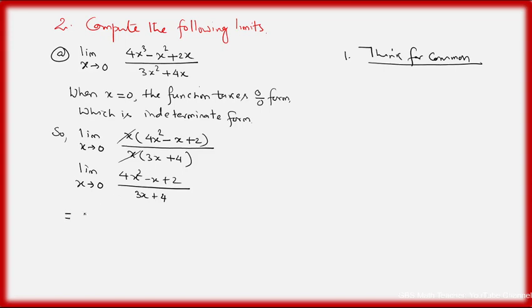So dear students, apply the limit: 4 times 0 square minus 0 plus 2 over 3 times 0 plus 4 equals, upper one is 2, lower one is 4. In lowest form it is 1 by 2. So in this way we can find the limit. Solution we can do this way. Hope you understand this.